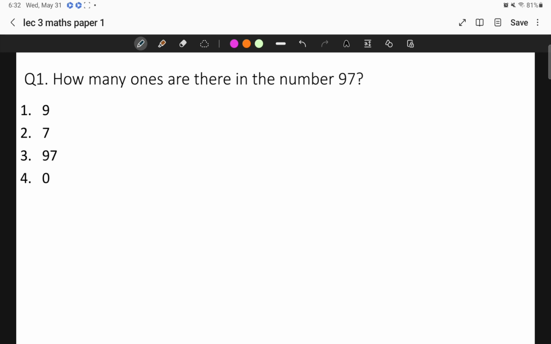So here the first question is: how many ones are there in 97? This is something we have already discussed in our basic foundation classes: what is ones, what is hundreds, tens, thousands, 10,000s, right? Whenever we are calculating ones for any given number, how many ones are there in 97, we just simply divide it by 1. So the answer for the given question will be option C, that is 97.